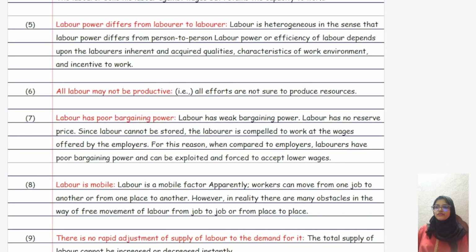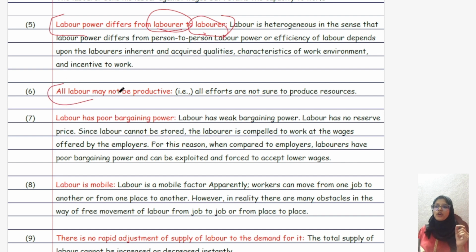Labor power differs from laborer to laborer, obviously. The physical power of every person is different. Every person has different physical health. You might have very good physical health, I might not have that much. There's a difference between people who go to the gym and people who do not. That's why labor power differs from laborer to laborer.